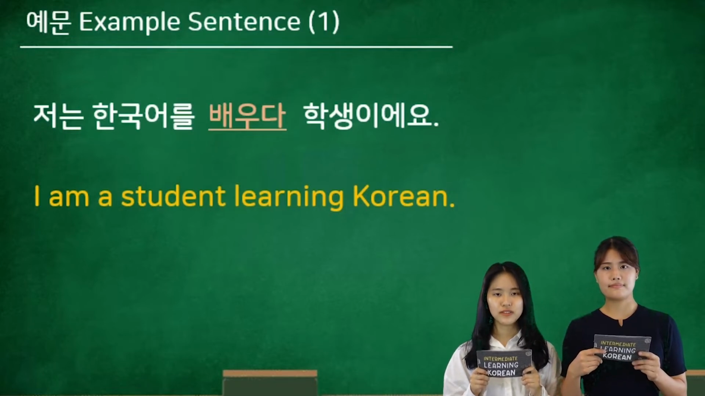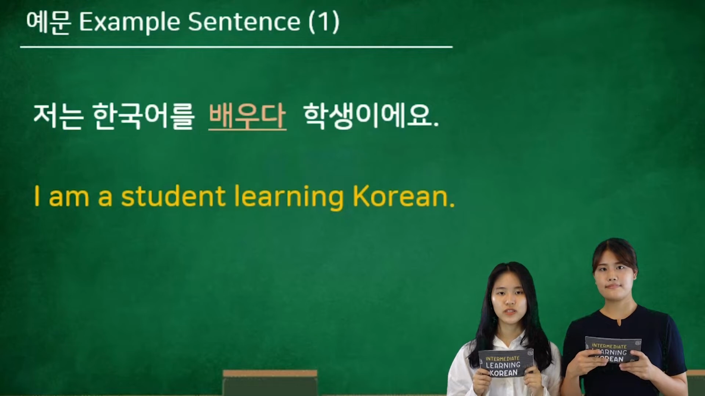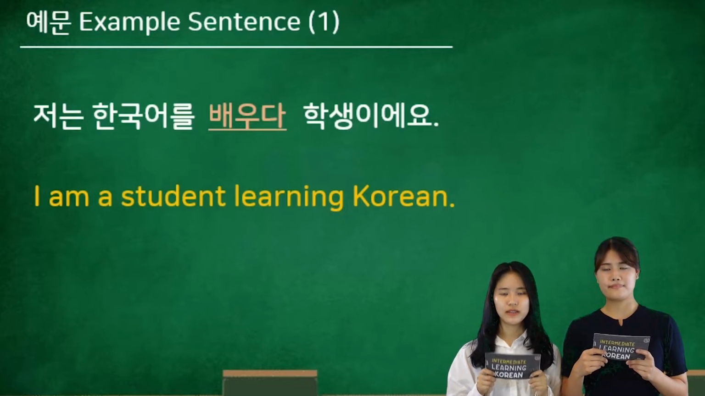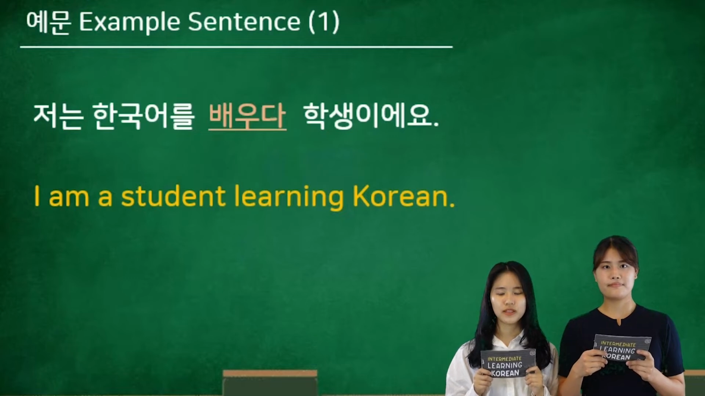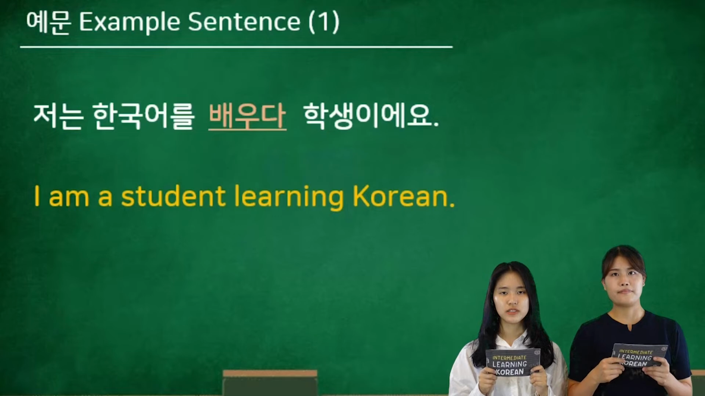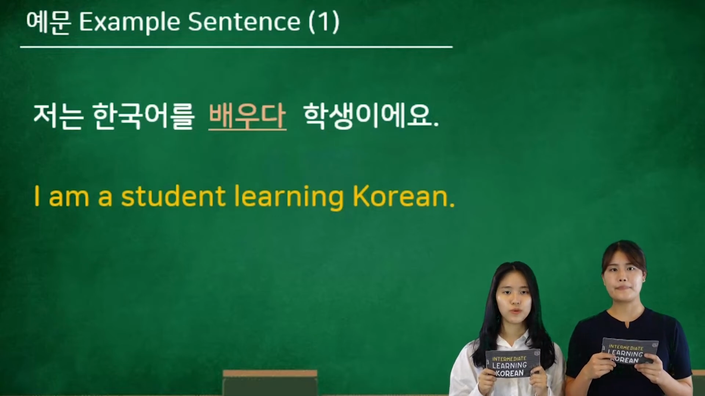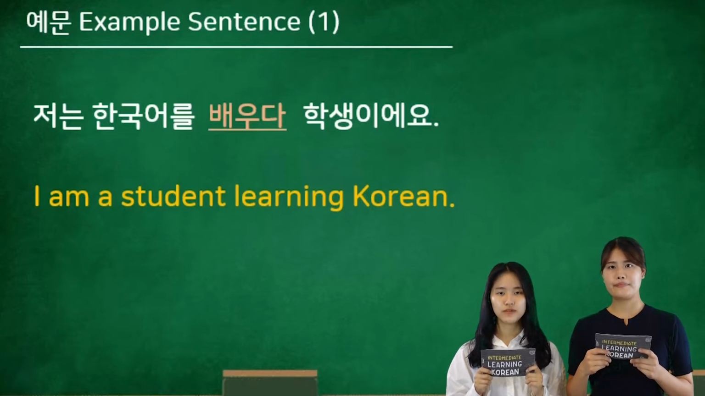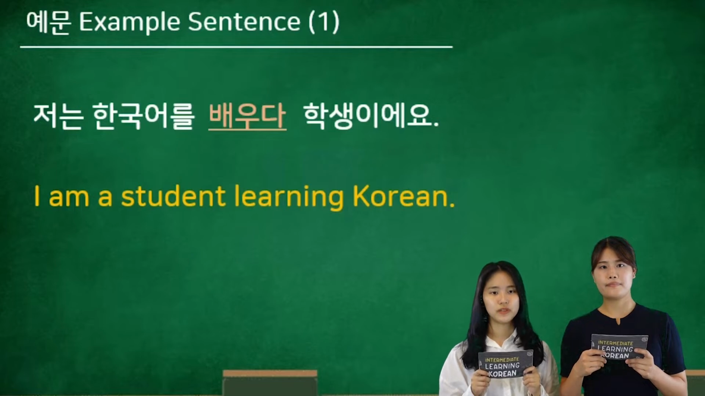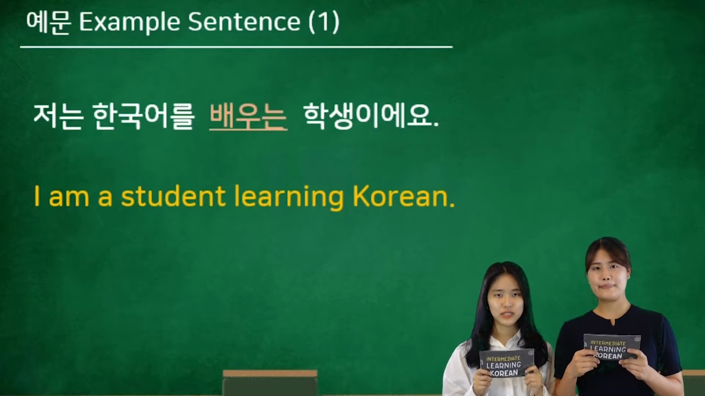This is the first example sentence. 저는 한국어를 배우다 학생이에요. If we apply the grammar we learned last time, it becomes the sentence 저는 한국어를 배우는 학생이에요. If you delete 다 from the verb 배우다, you can see that there is no final consonant in the stem of the verb. That's why we use 는.